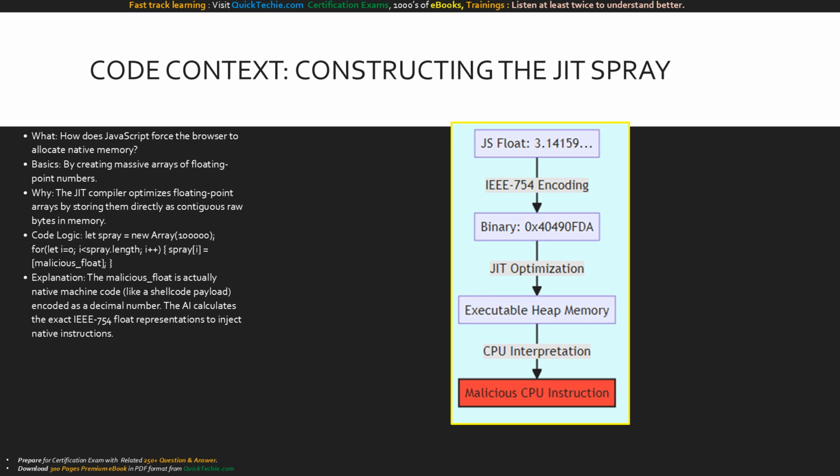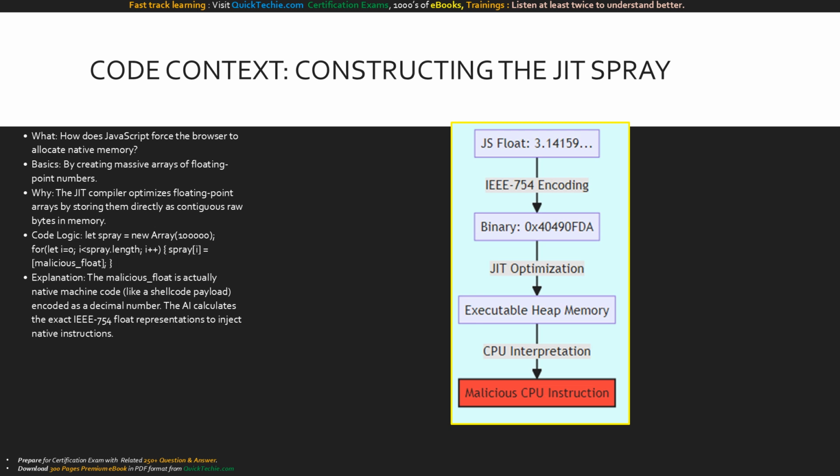What does it actually look like to force a JIT compiler to allocate native memory? The basics involve creating massive arrays in JavaScript, often using floating point numbers. Why floats? Because JIT compilers highly optimize arrays of floats, storing them directly as contiguous raw bytes in memory for performance. How does the attack look? Look at the pseudocode on the slide.